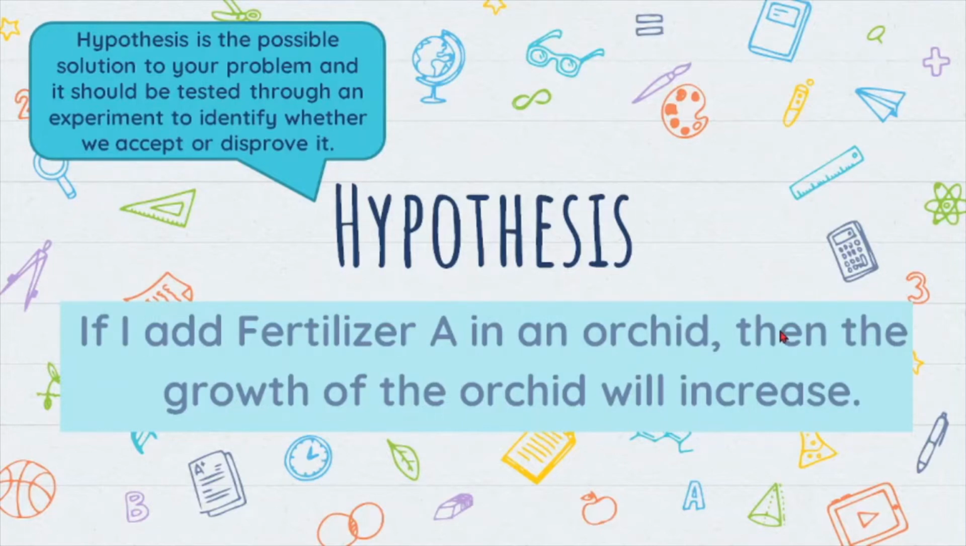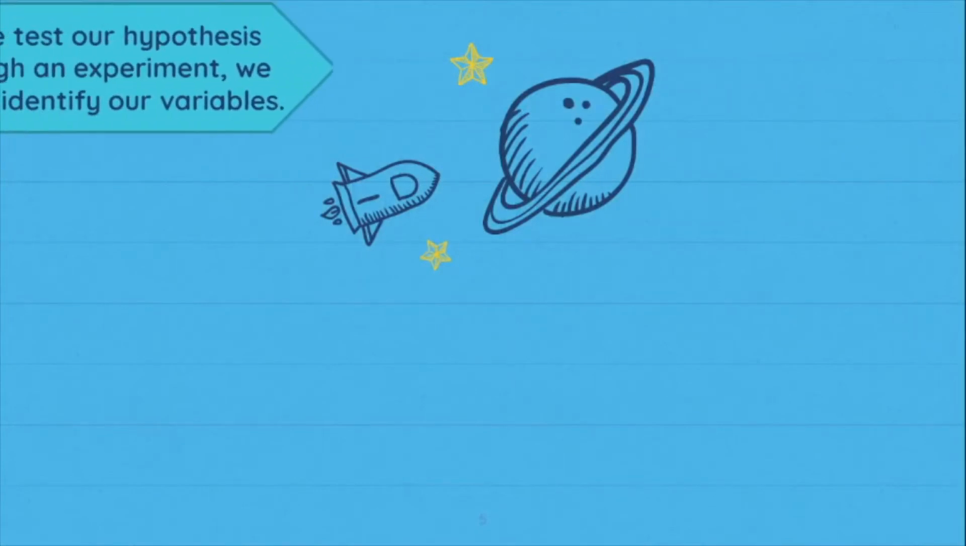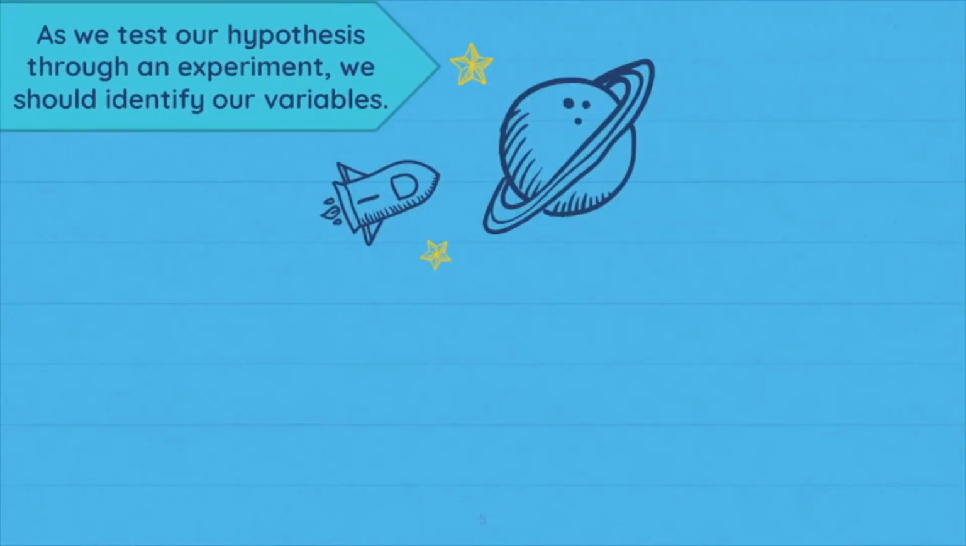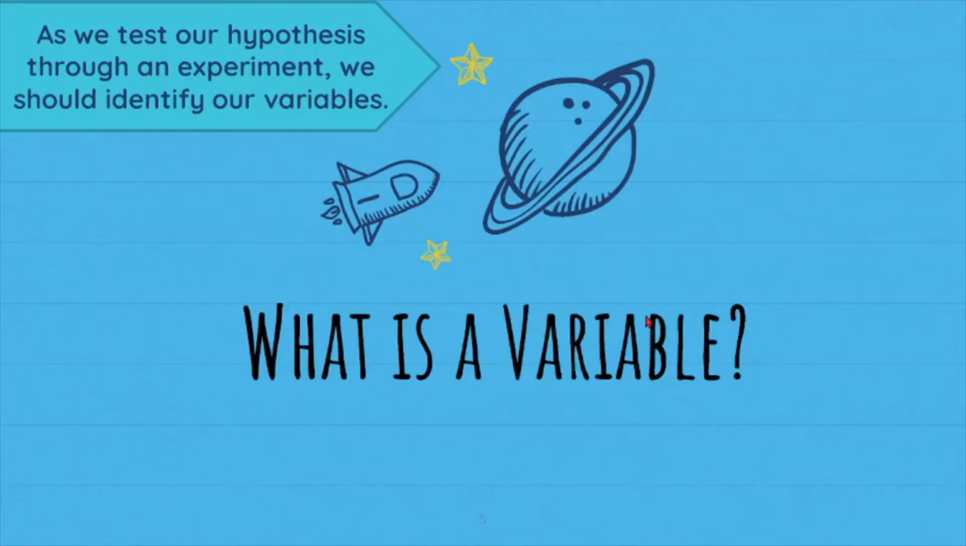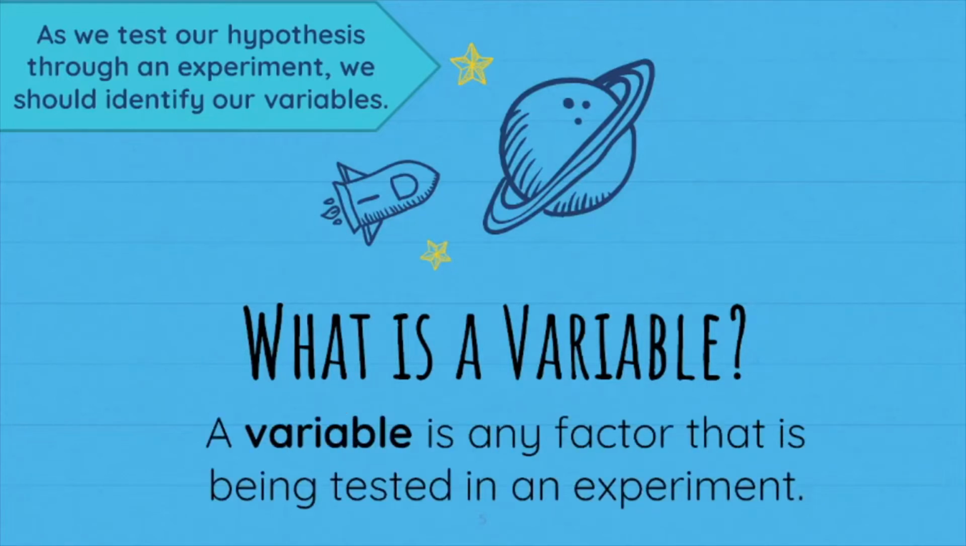But you may wonder, what is the connection of hypothesis to our topic for today? Well, as we test our hypothesis through an experiment, we should identify our variables. So what is a variable? A variable is any factor that is being tested in an experiment. So in short, these are the actors and actresses that plays a very important role in your experiment. So before you conduct your experiment, you should be able to identify your variables first.